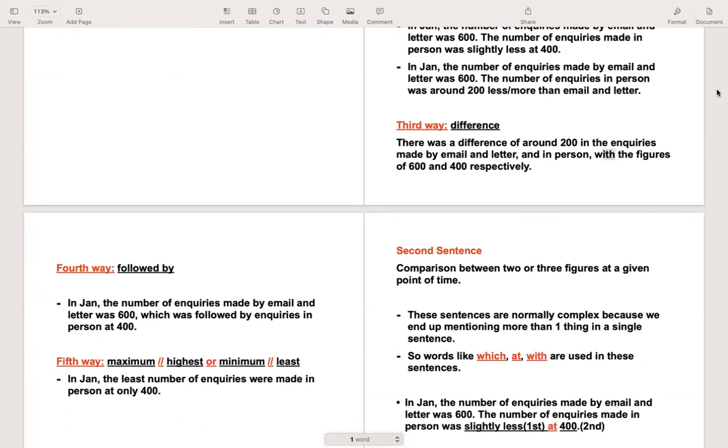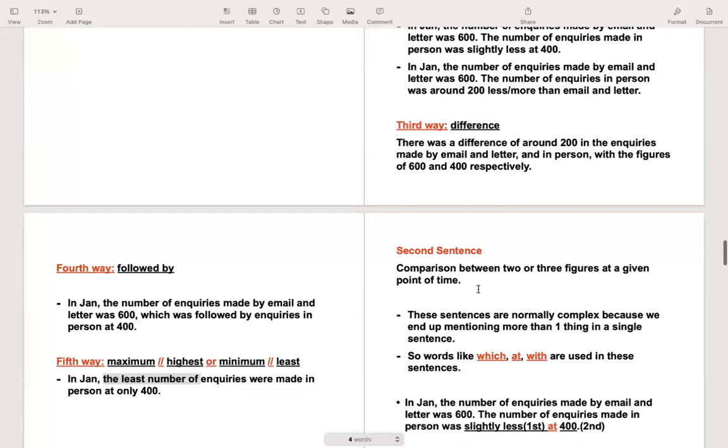Okay, Miguel, you have a doubt. Were made, how? Because it's passive. Remember passive, you start with the object. What is the object? Least number of inquiries. Then were, then the verb third form, made. We did this recently: 400 inquiries were made in person. Instead of 400, you are using least number of inquiries. You're replacing 400 with least.